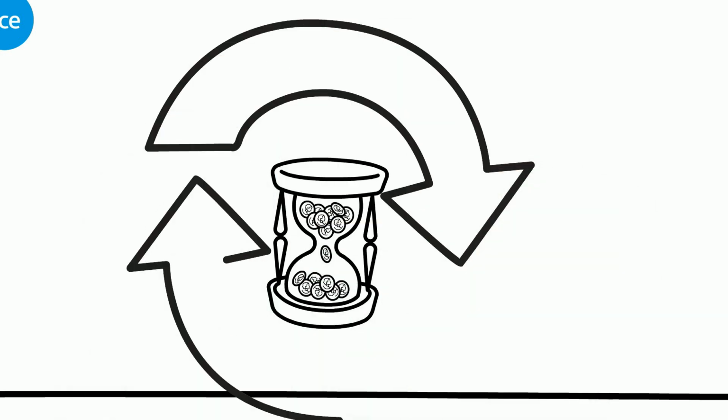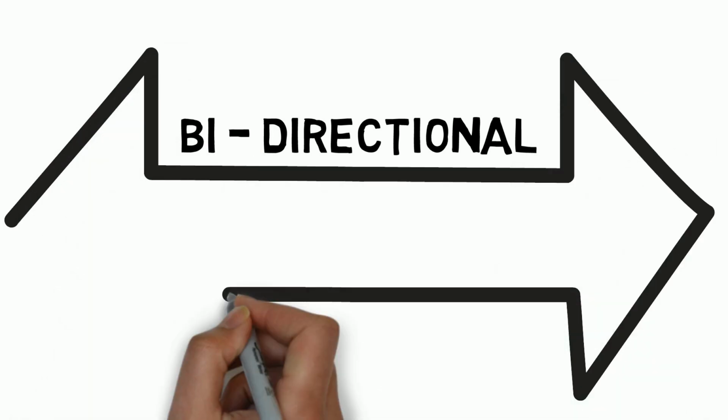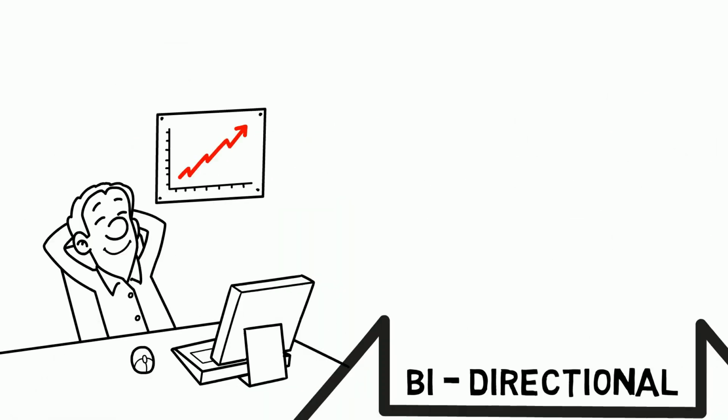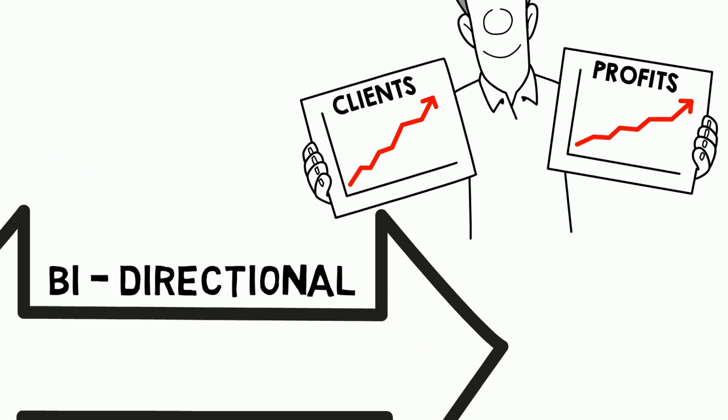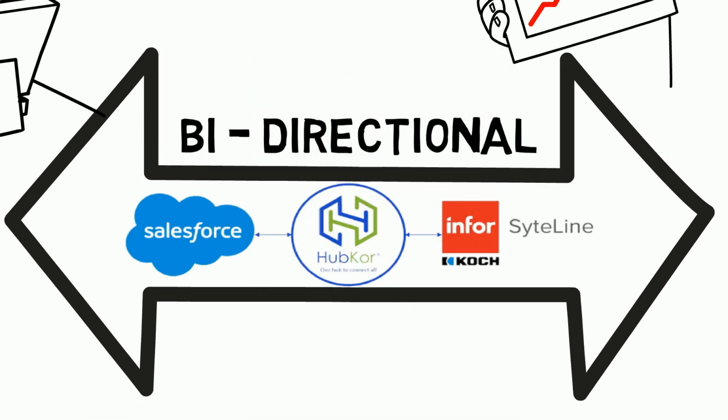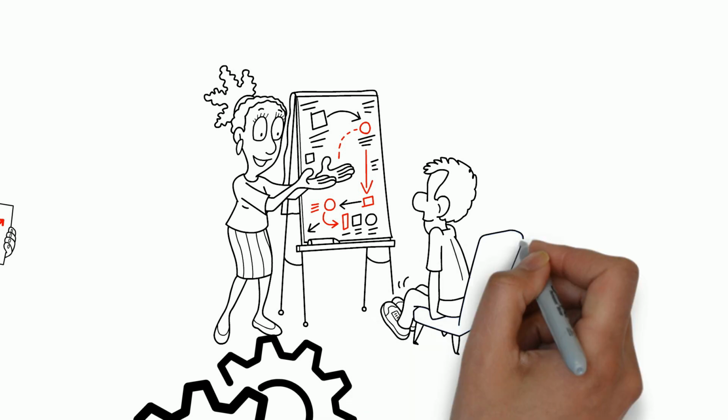Real-time data sync. Enhanced decision-making with immediate data updates. Bi-directional synchronization. Seamlessly integrate your Salesforce CRM and Sightline ERP systems for flawless data harmony. Customized configuration. Tailor the integration to fit your unique business needs.